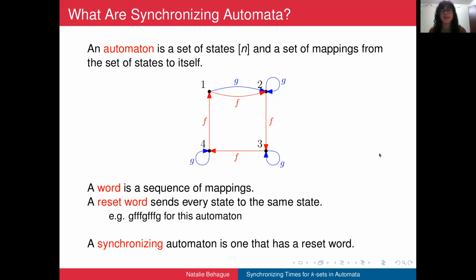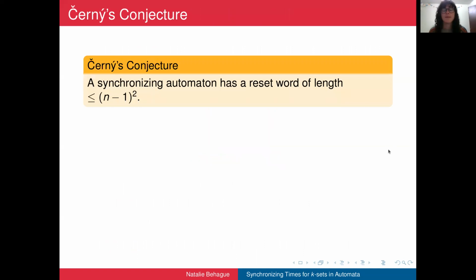Okay, so the big open conjecture in the land of finite state automata is Cerny's conjecture. So Cerny conjectured that if an automaton has a reset word, so if an automaton is synchronizing, then it has a reset word of length at most (n-1) squared.